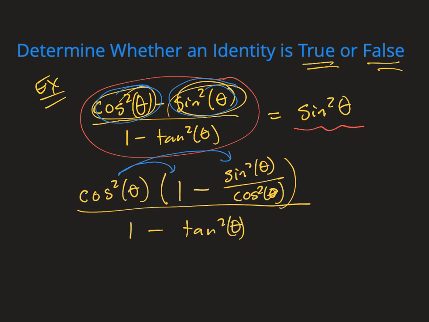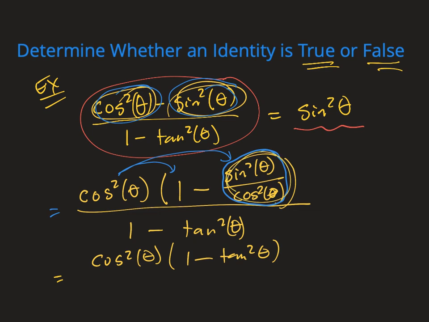So I did a little crazy factoring, but I did that because I want to use one of my quotient identities right here. Sine squared theta over cosine squared theta, that's just tangent squared theta. And so what I arrive at is cosine squared theta, the guy that I pulled out, times 1 minus tangent squared theta, and that's this one right here that I just turned into a tangent squared theta, over the original 1 minus tangent squared theta that we had on the bottom all along.